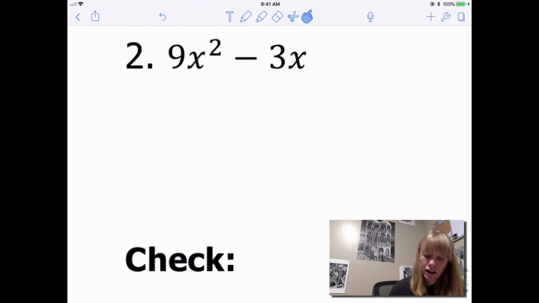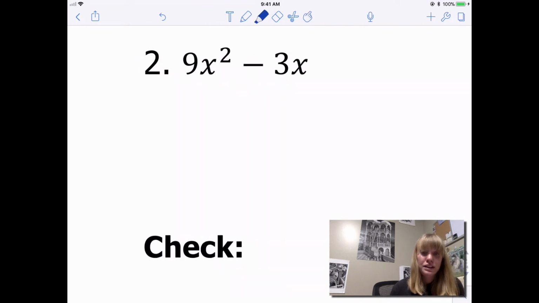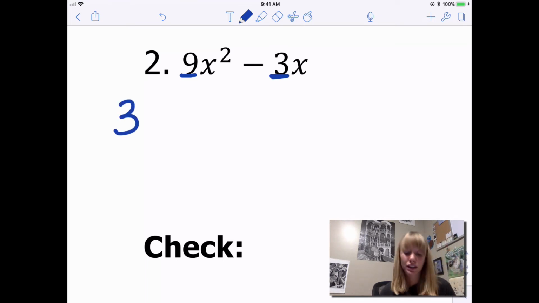Number 2, I've got 9x squared minus 3x. First of all, I see that my 9 and my 3 have a GCF. That is 3. They both can be divided evenly by 3. Then I look at my x's. Both of these have at least one x, so I also have an x in my GCF.